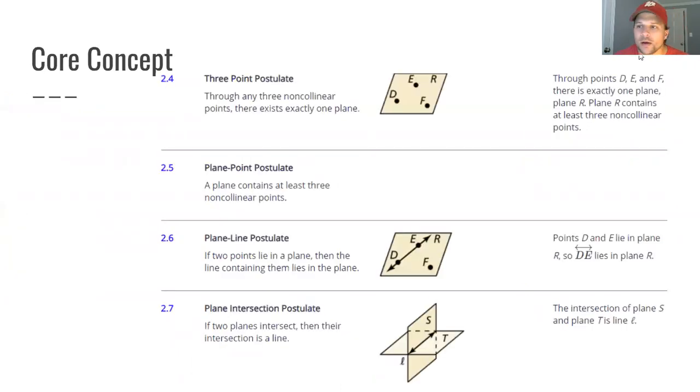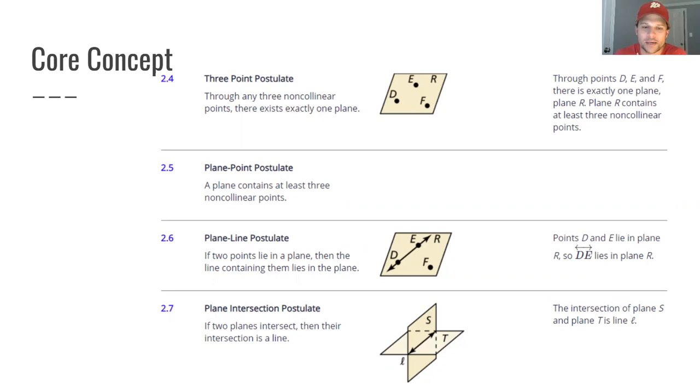Then we have a couple more, the three-point postulate. So through any three non-collinear points, there exists exactly one plane. We did kind of talk about planes a little bit in the first chapter. And again, a plane must contain 3 points. So that's what 2.5 plane point postulate is. It's kind of thinking in reverse order, starting with a plane, how many points does it have?